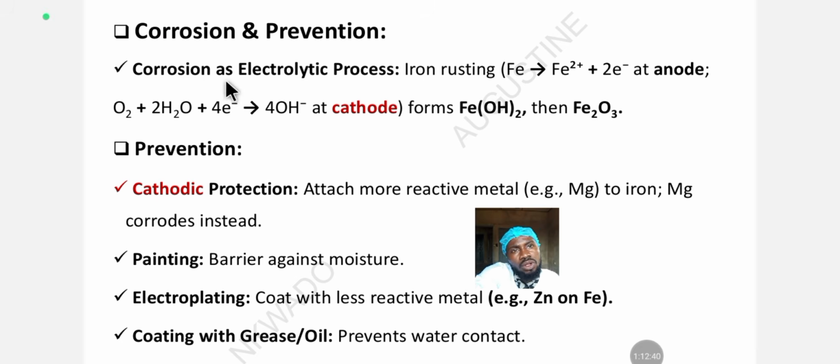Corrosion and prevention. Corrosion as an electrolytic process. We are looking at the rusting of iron as an electrolytic process. So rusting of iron is a chemical process, a chemical change, and it's also an electrolytic process.